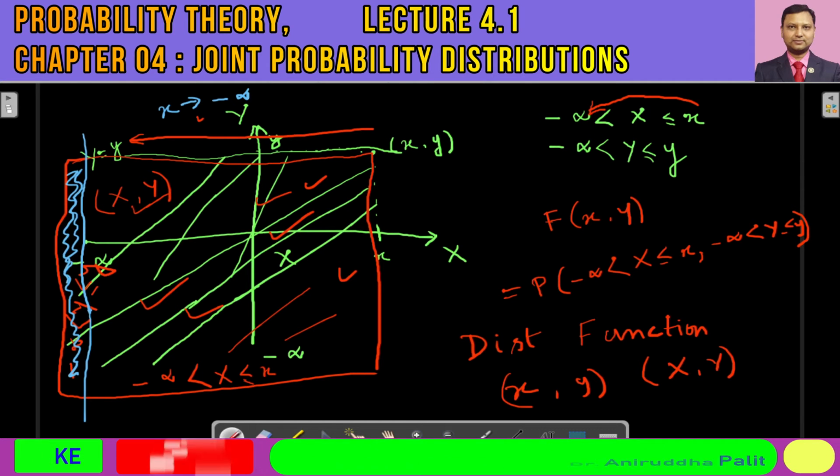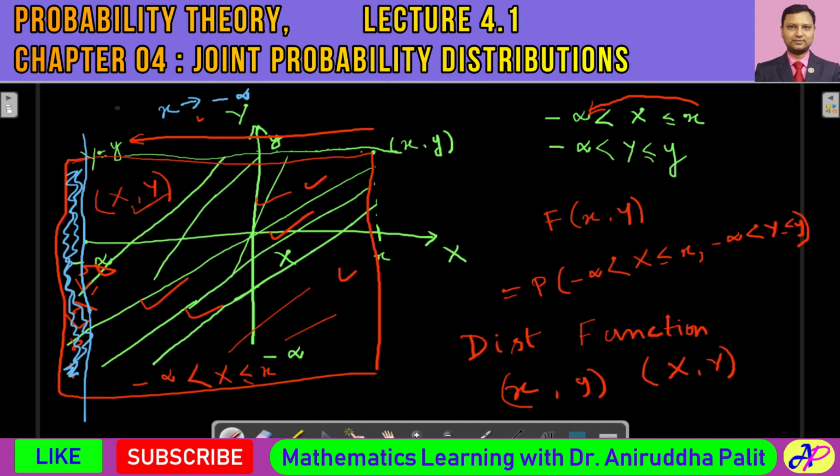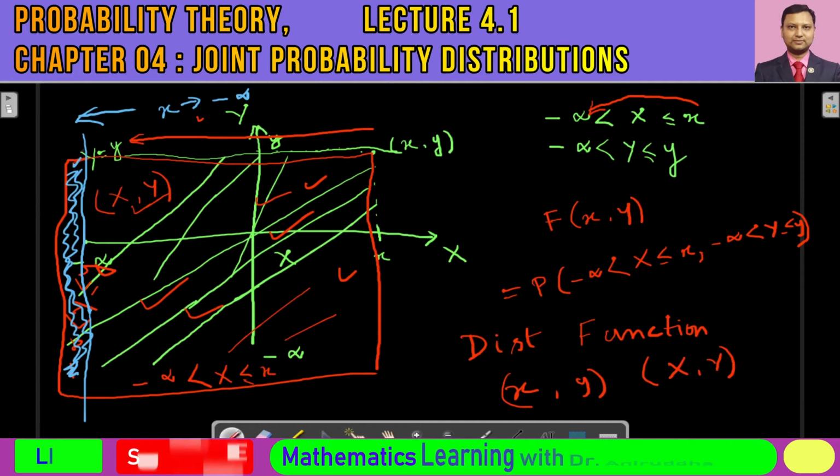This zone will not contain any point at all. X tending to minus infinity means it is moving along the left hand side. So this is the zone where we would not have any region at all. So what would be the contribution from this inequality?